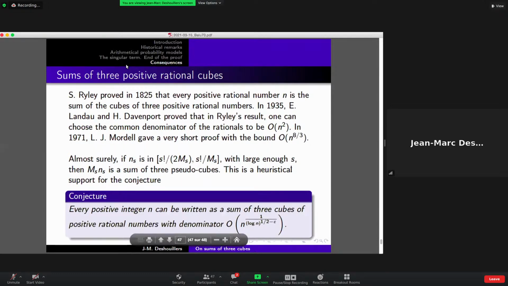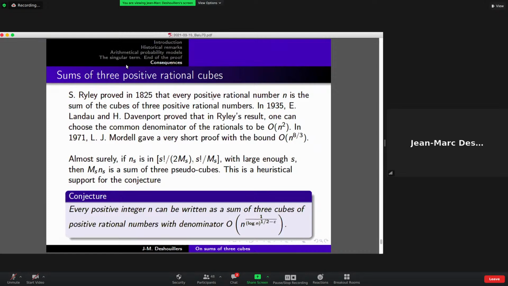So now there's something else. If you are thinking of rational cubes, then it's a very old result by Riley in 1825. He showed that every positive rational number n is the sum of the cubes of 3 positive rational numbers. There is a proof by Mordell, who gave a very short proof in 1971, in 2 pages.